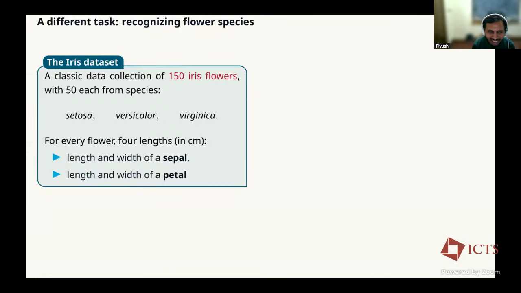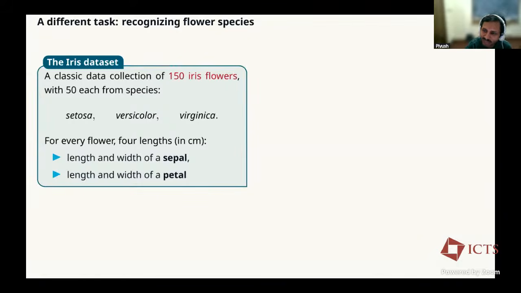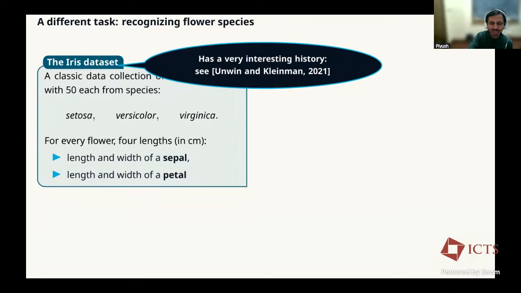And for each flower he measured just 4 numbers. The length and width of a sepal. Does everyone know what a sepal is? This iris flower looks a little bit like this. The colored thing is the petal, which I think is the more common thing. The sepal is the greenish leaf, which is probably not visible here, at the base. So he measured the length and the width of a sepal, and the length and the width of a petal.